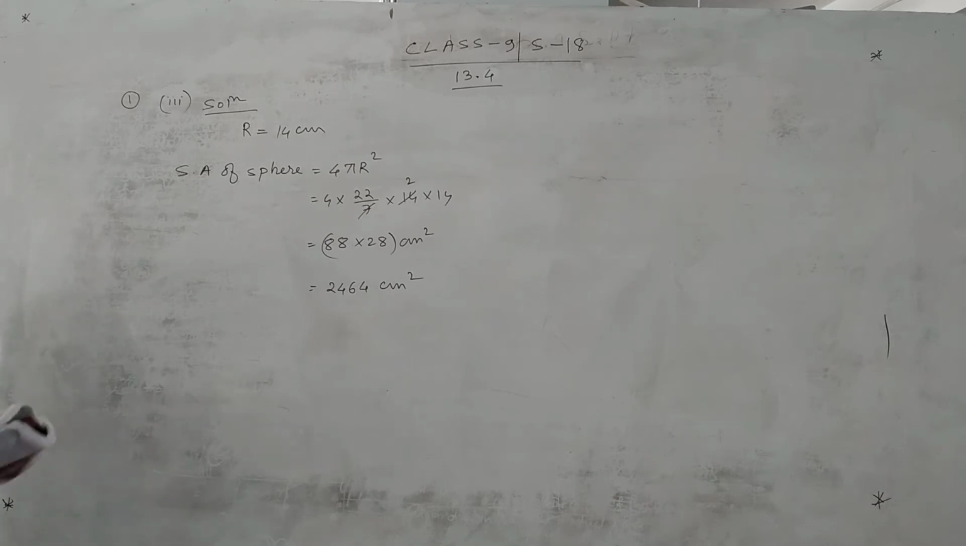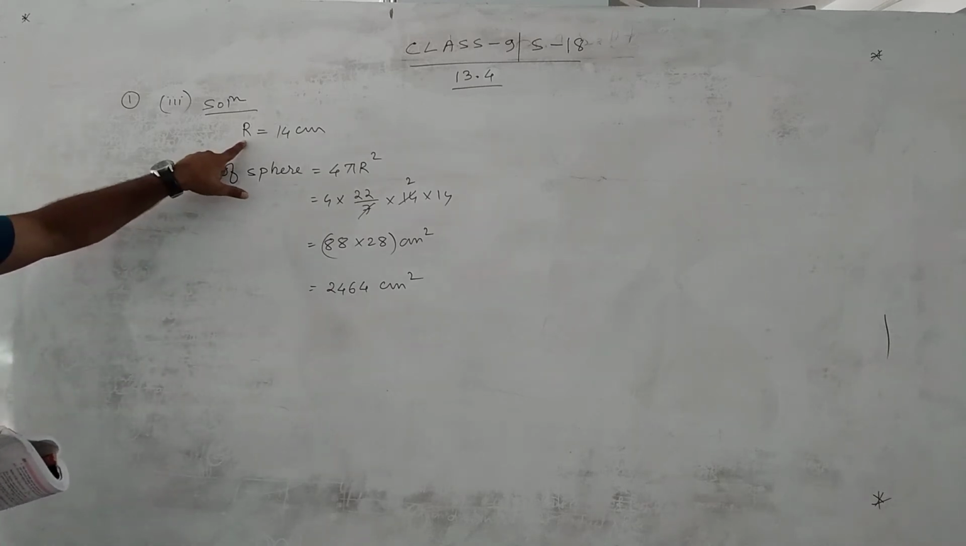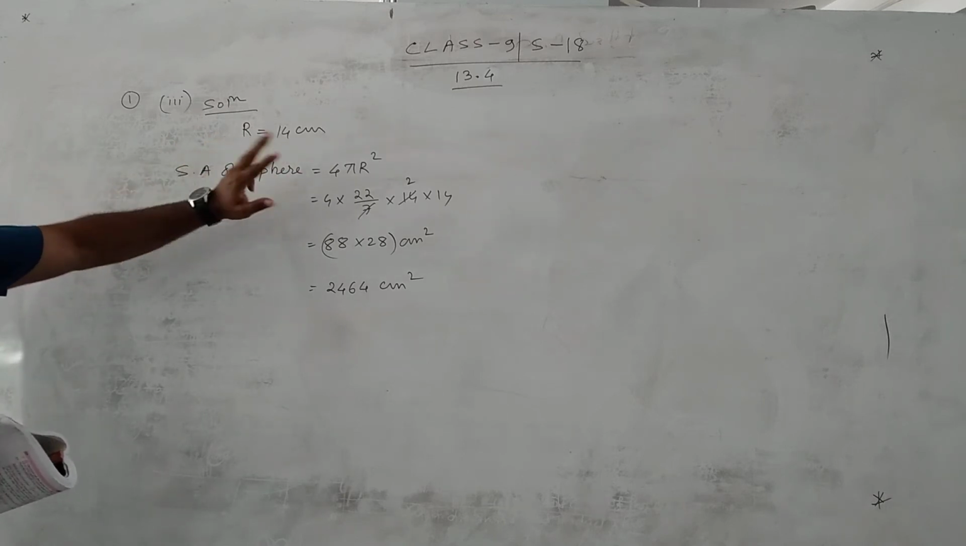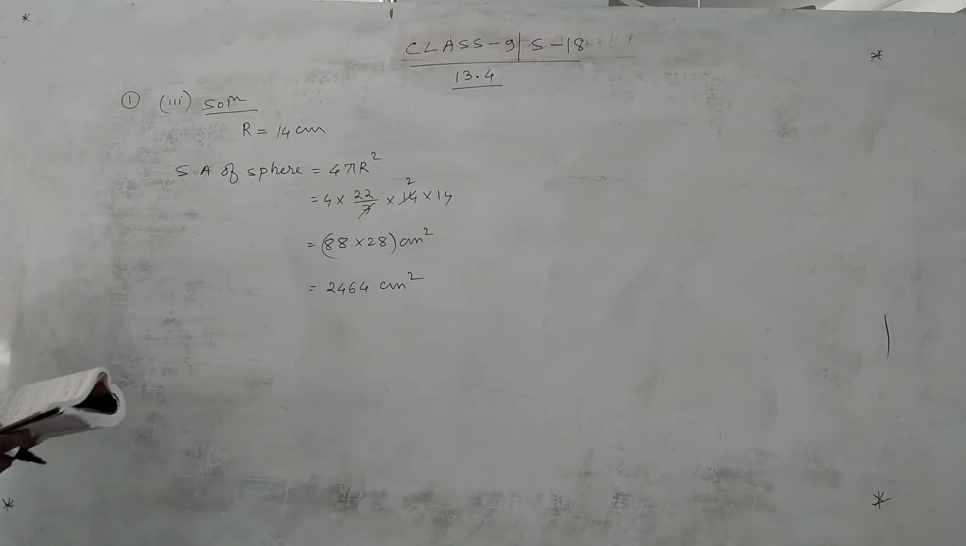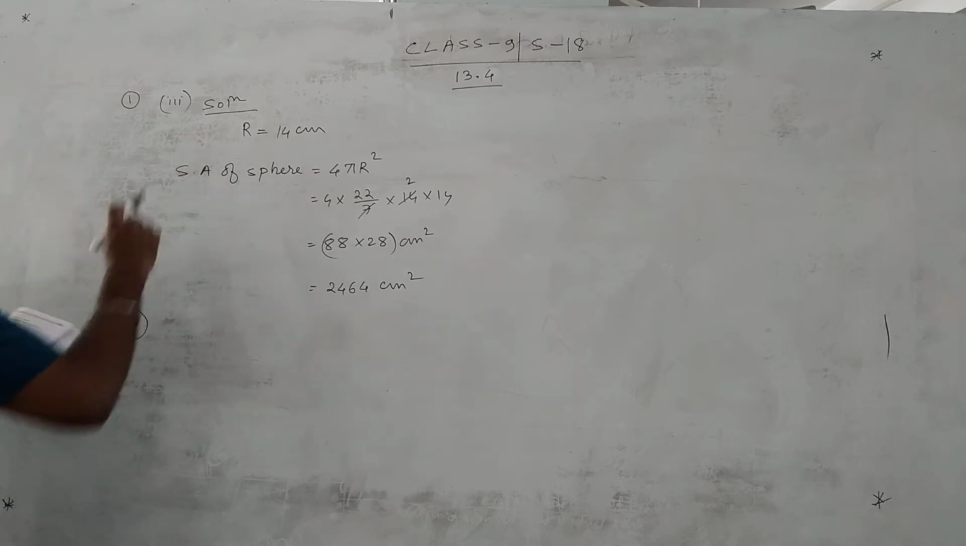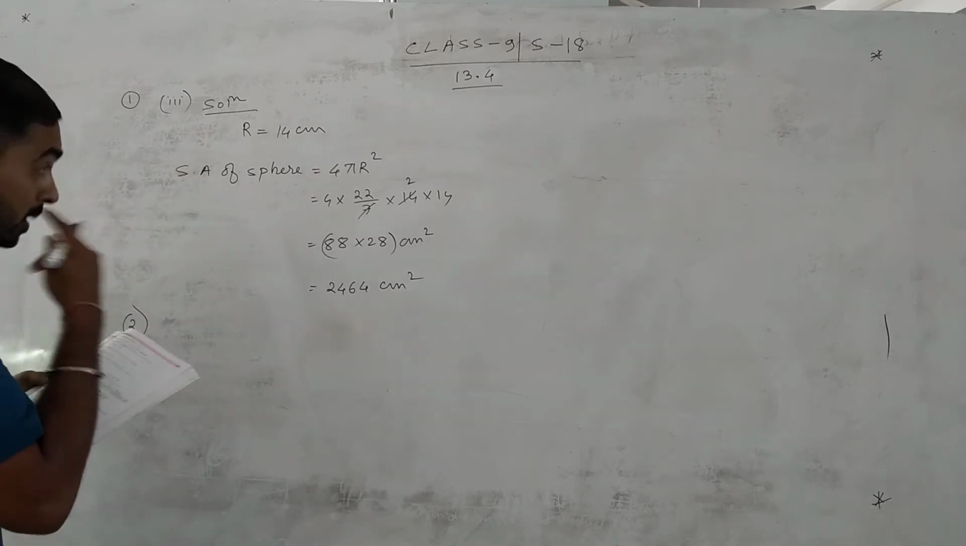Nothing, just use the formula. Radius is given, surface area of sphere 4 pi r square. We can consider a small r also, small r, capital doesn't matter. So r equal to 14. Replace r by 14. We'll get the answer. Question number 2 same. In question number 1, the radius is given, and in question number 2, diameter given.